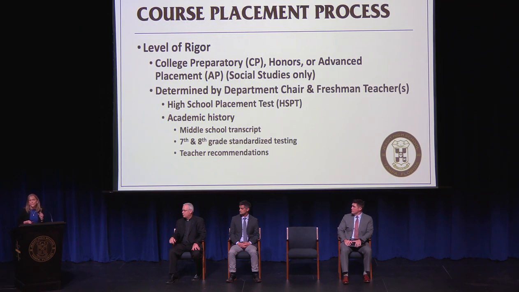When it comes to course placement, that really is the rigor of the course. We have 3 levels of rigor within our school. We have our college preparatory, college prep or CP, which is the standard level. Then we have an honors level, which increases the rigor, and then advanced placement or AP, which is even more rigorous. Most of those freshman requirements that I showed you in that first slide will have 2 levels of rigor.